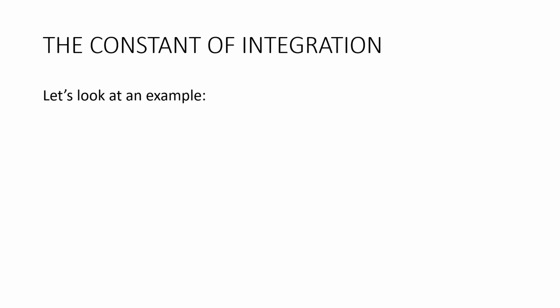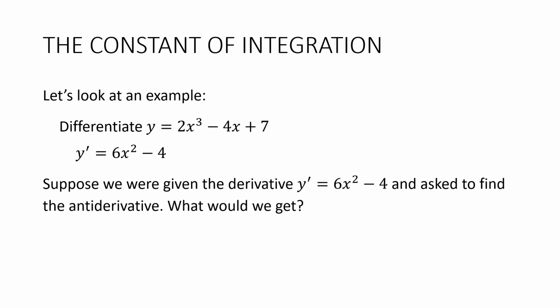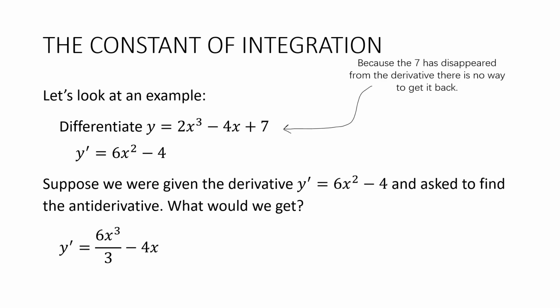So let's look at an example so that you fully understand. Let's differentiate y equals 2x cubed minus 4x plus 7. We're going to get y dashed is equal to 6x squared minus 4. Now, suppose we're given the derivative y dashed is equal to 6x squared minus 4 and asked to find the antiderivative. What are we going to get? We'll get 6x cubed divided by 3 minus 4x. We know that something was there, but the 7 has been wiped out in the process of differentiation, and there's no way to get it back. So for that reason, we always will write a plus c on the end.